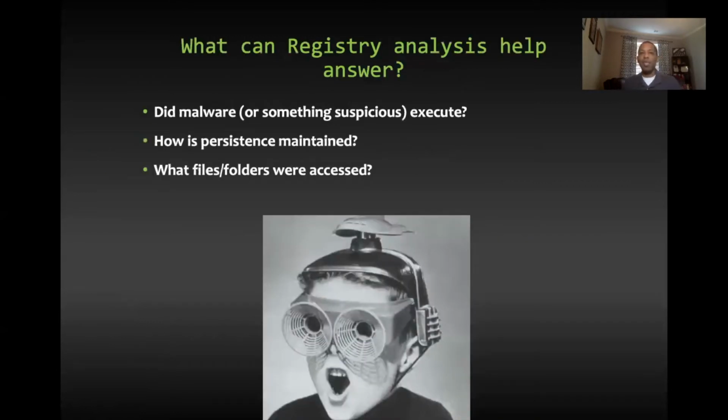So the registry at large, if you're an analyst, defensive in nature, what can it do for you? Well, here's a couple of things it can answer for you. Did malware or something suspicious actually execute? You can largely find some of that information, if not all that information, in the registry. How is persistence maintained? If it has something to do with the registry, you'd be able to get that in there. And what files and folders were accessed and how did they access it? Was it through command line? Were they interactively logged into the machine and they double clicked it? Was it a shortcut? We can get that information from the registry.